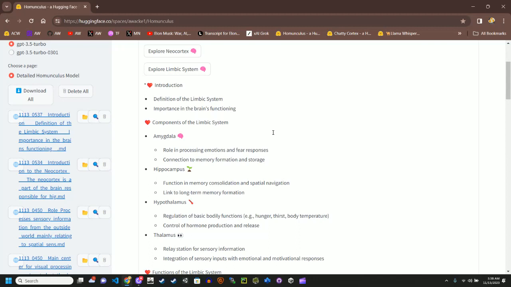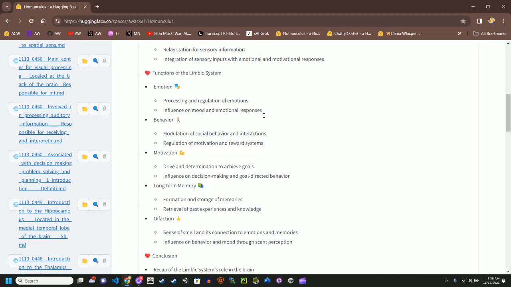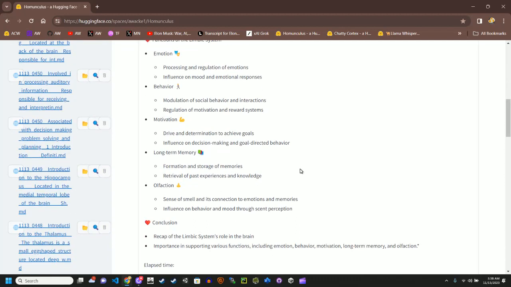Behavior: modulation of social behavior and interactions. Regulation of motivation and reward systems. Motivation: drive and determination to achieve goals. Influence on decision-making and goal-directed behavior.